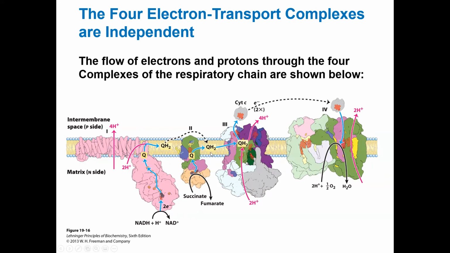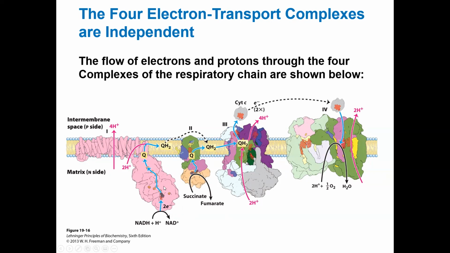You can see here that electrons, whether coming from NADH or from succinate, reach Q through complex 1 and 2 independently. That's the key. Very important to note that. So complex 2 independently produces QH2, and complex 1 also independently produces QH2.